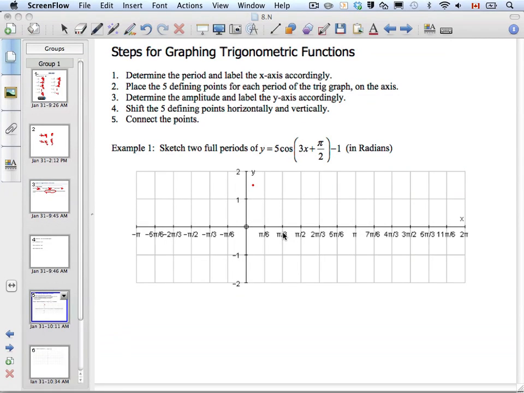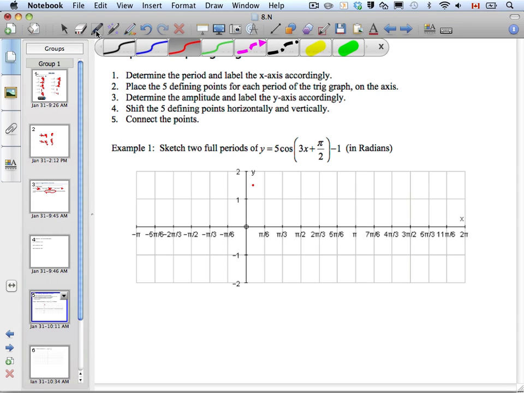Hi, Mr. Ropsch here, and we're going to talk about graphing trigonometric equations. To do it, there's 5 simple steps. We're going to determine the period and label the x-axis accordingly, place the 5 defining points for each period of the trig graphs on the axis, determine the amplitude, label the y-axis accordingly, and shift the 5 defining points horizontally and vertically. Then finally, you connect them all together.